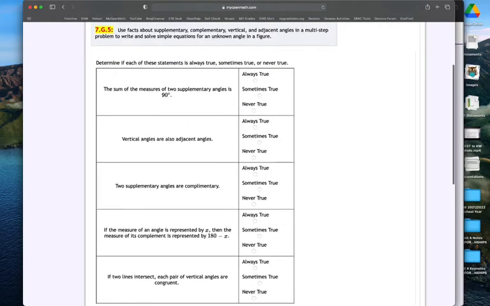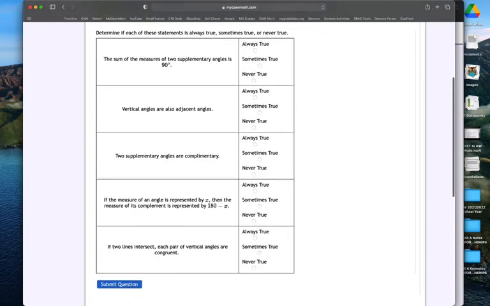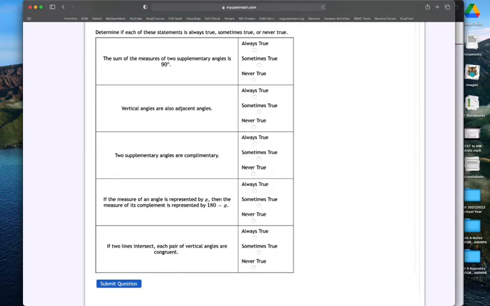In the standard 7.G.5, where we are to use facts about supplementary, complementary, vertical, and adjacent angles in a multi-step problem to write and solve simple equations of an unknown figure, we may be given a problem like this, where we are asked to determine if each of these statements is always true, sometimes true, or never true.